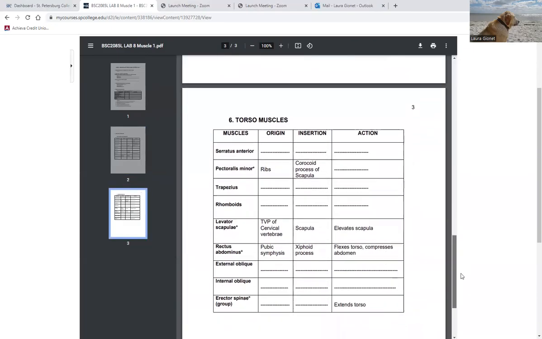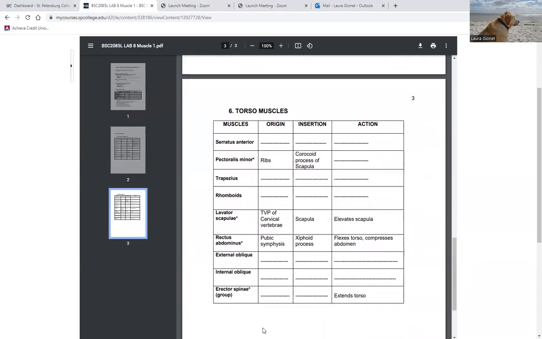Okay, then we're going to go to some of the torso muscles, and then we'll do stuff on arms and legs and the pelvis next week. Okay, so we have serratus anterior. You just have to identify it. Serratus anterior is found just inferior to your armpit along your ribs, and it has a serrated knife edge kind of appearance, like a zigzag.